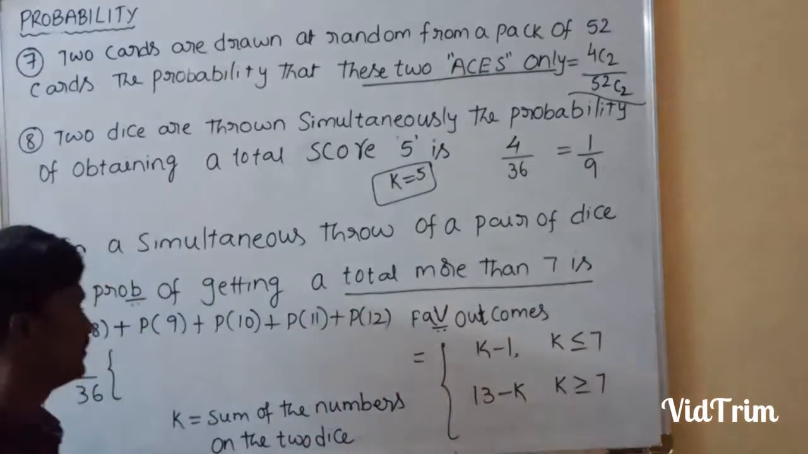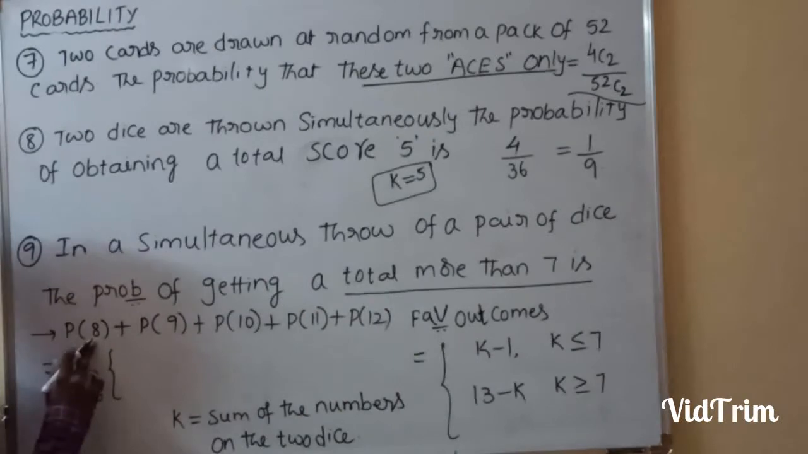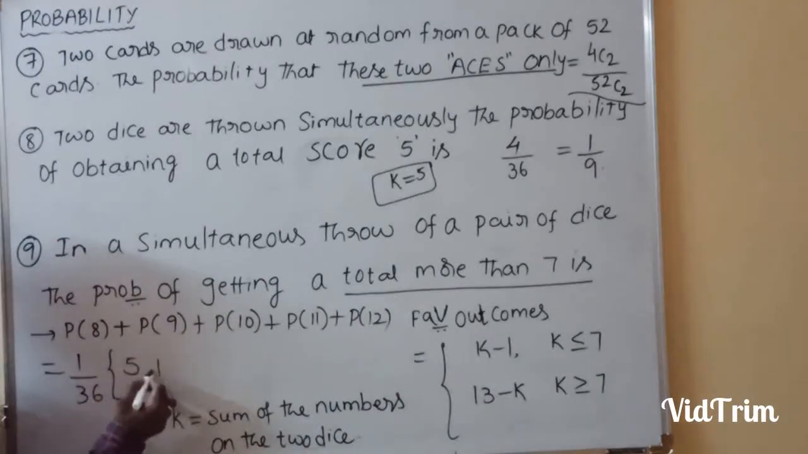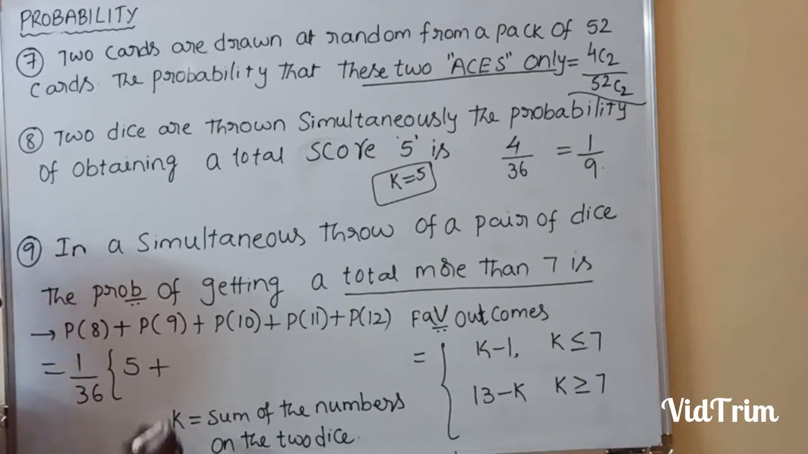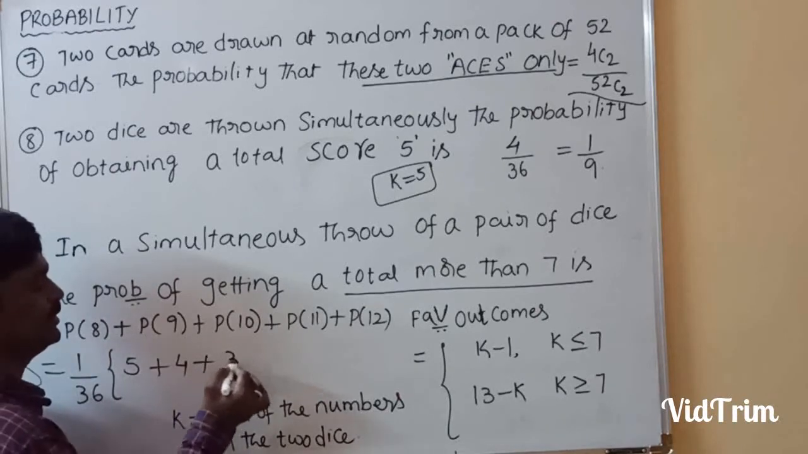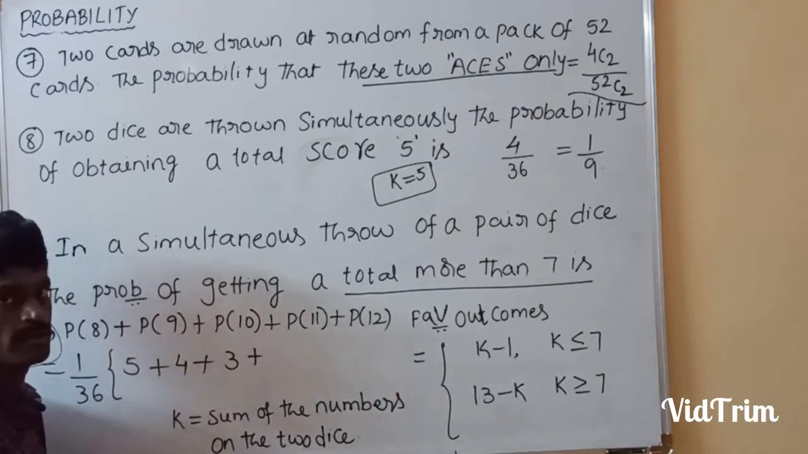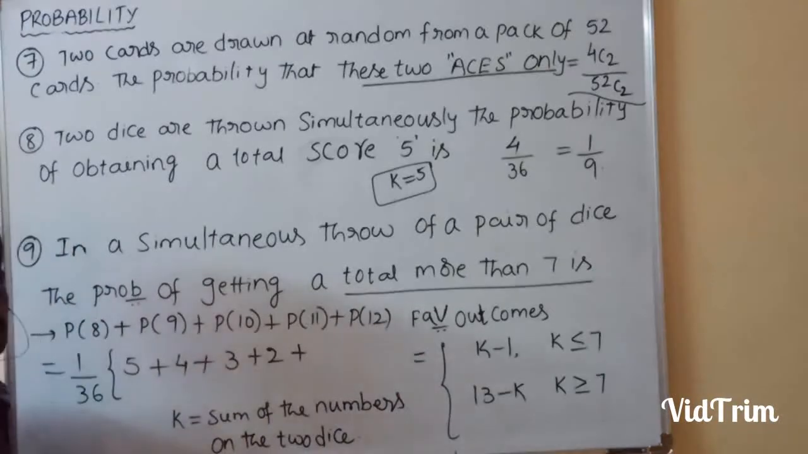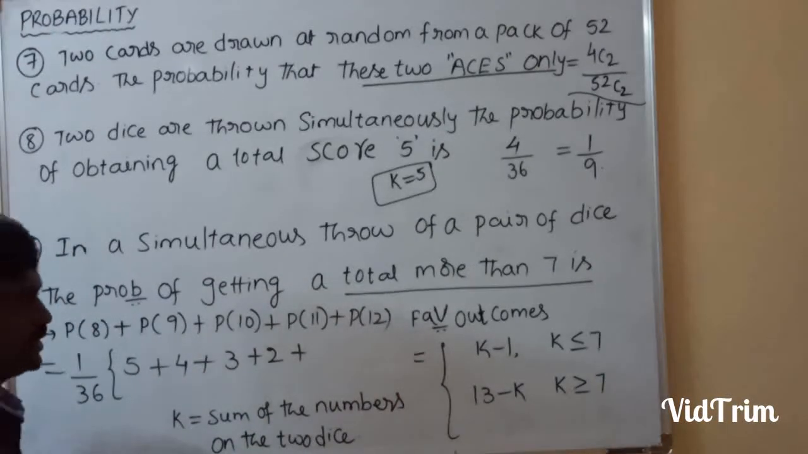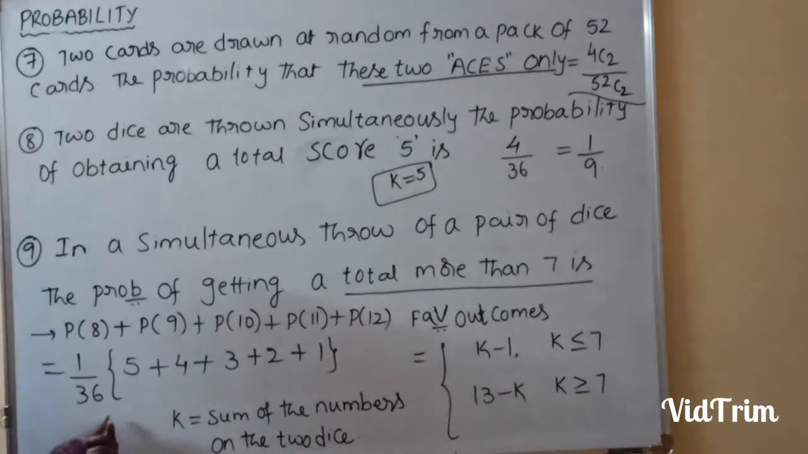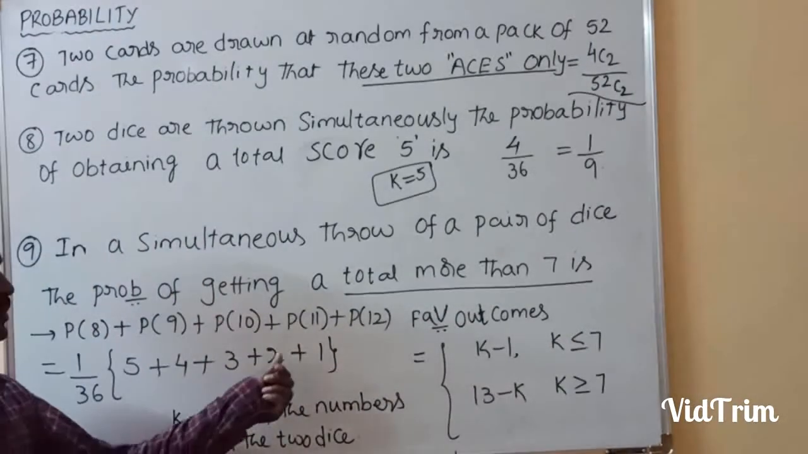According to this condition, what is the answer? 13 minus k. In the first case what is the k value? 8. 13 minus 8 is 5. Next, second case, what is the k value? 9. 13 minus 9, 4. Third case, k value is 10. 13 minus 10, 3. Next case 11. 13 minus 11 is 2. Plus the last case 12, so k value 12. 13 minus 12 is 1. So 1 by 36 into 5 plus 4 plus 3 plus 2 plus 1.